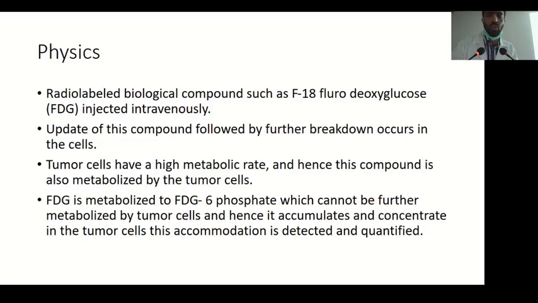Radio-labeled biological compounds such as F18 fluorodeoxyglucose are injected intravenously. Uptake of this compound followed by further breakdown occurs in the cells. Tumor cells have a high metabolic rate, and hence this compound is also metabolized by the tumor cells. Once metabolized, it is converted to fluorodeoxyglucose 6-phosphate, which cannot be further metabolized by tumor cells, and hence it accumulates and concentrates there. In the tumor cells, this accumulation is detected and quantified.